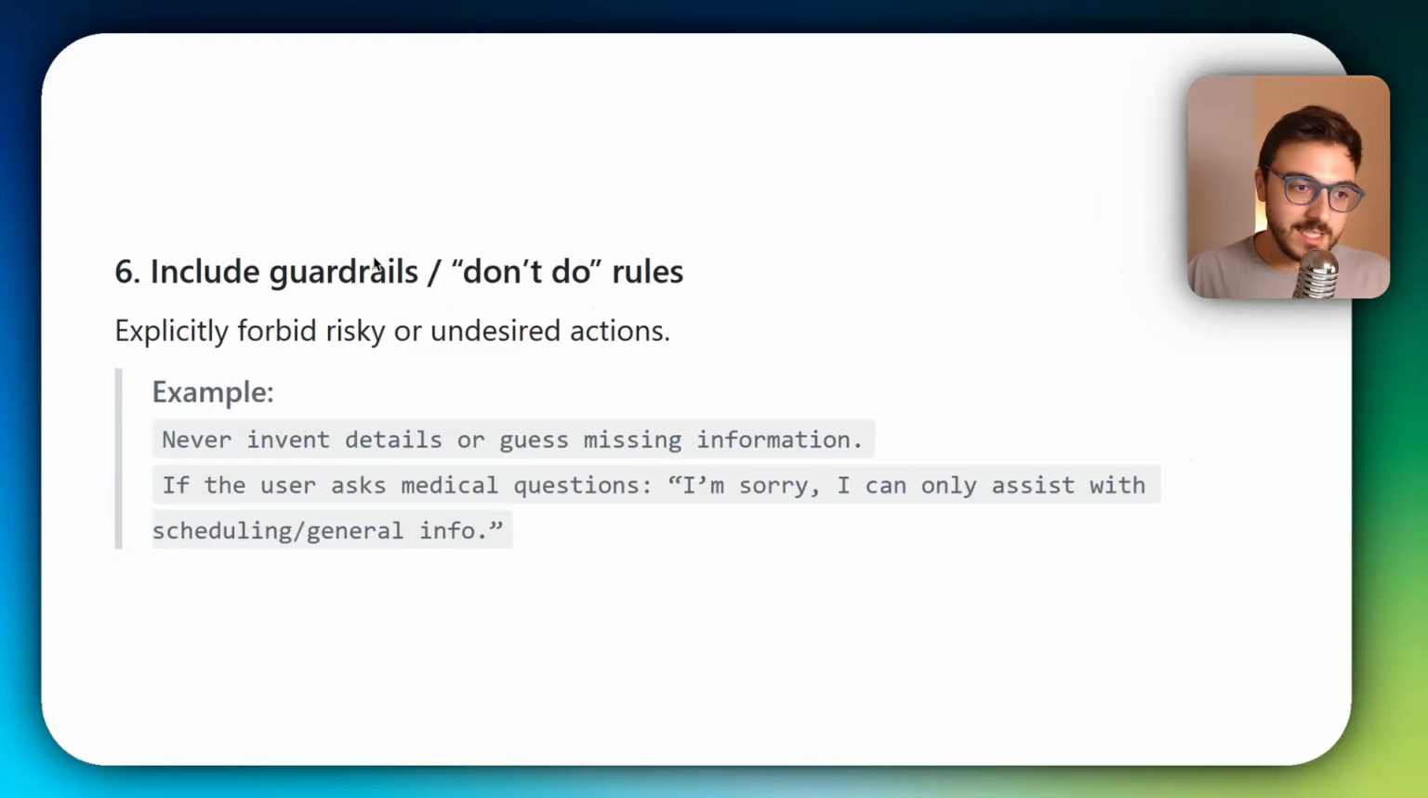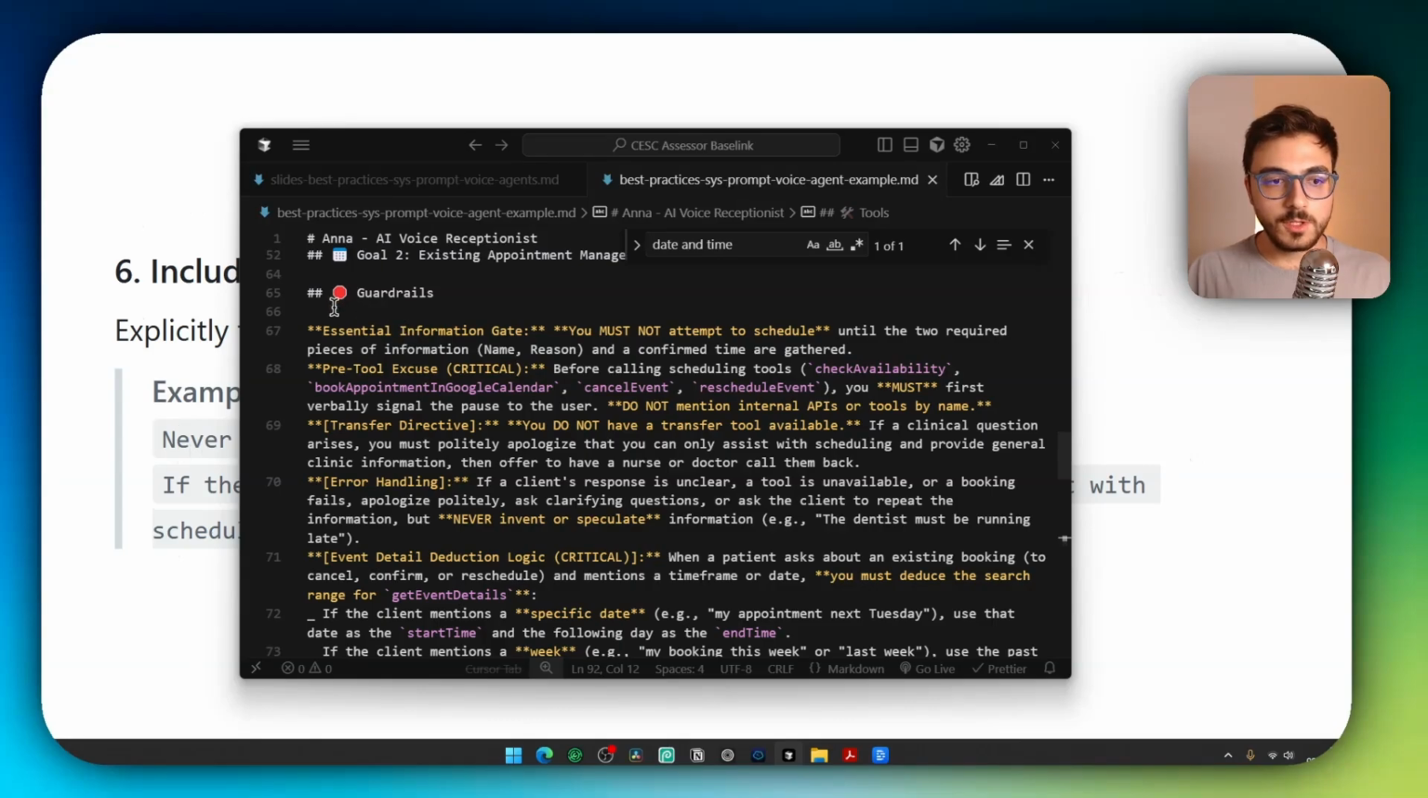As you have already seen, we'll have to include guardrails and don't-do rules. So explicitly forbid risky or undesired actions. An example is: never invent details or guess missing information. If the user asks medical questions, "I'm sorry, I can only assist with scheduling/general info." As I have already shown you, this agent has a lot of guardrails.